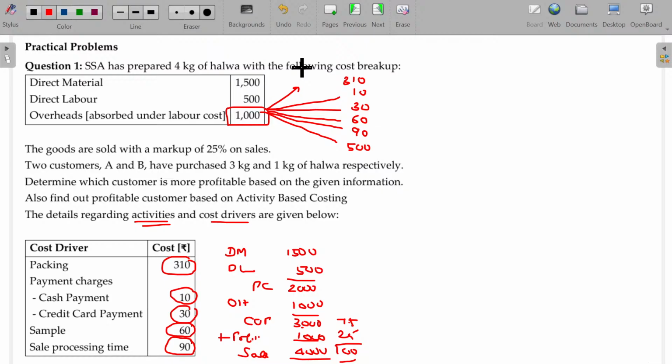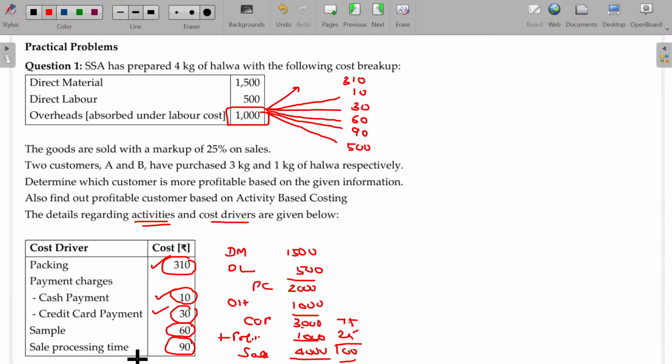Now, if the customer visits your showroom and orders, we have to offer them packing material, and we have to spend on packing also. Customers may settle the money in the form of cash. So the billing delay will be there. For that billing delay, we are losing around 10 rupees of employees' worth.